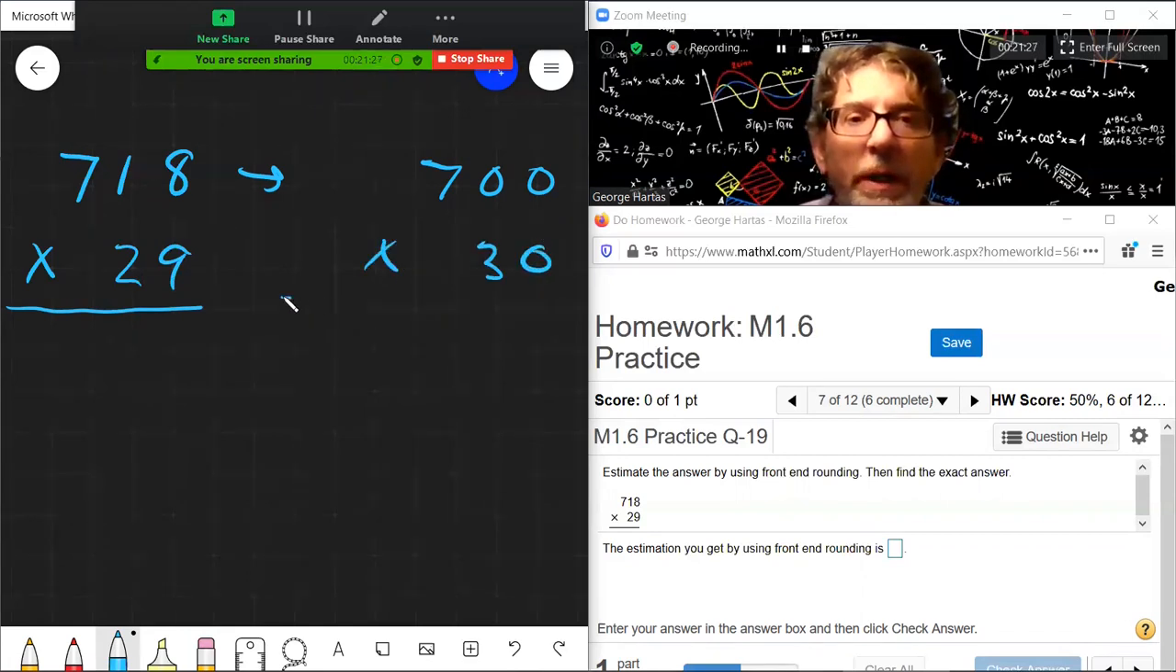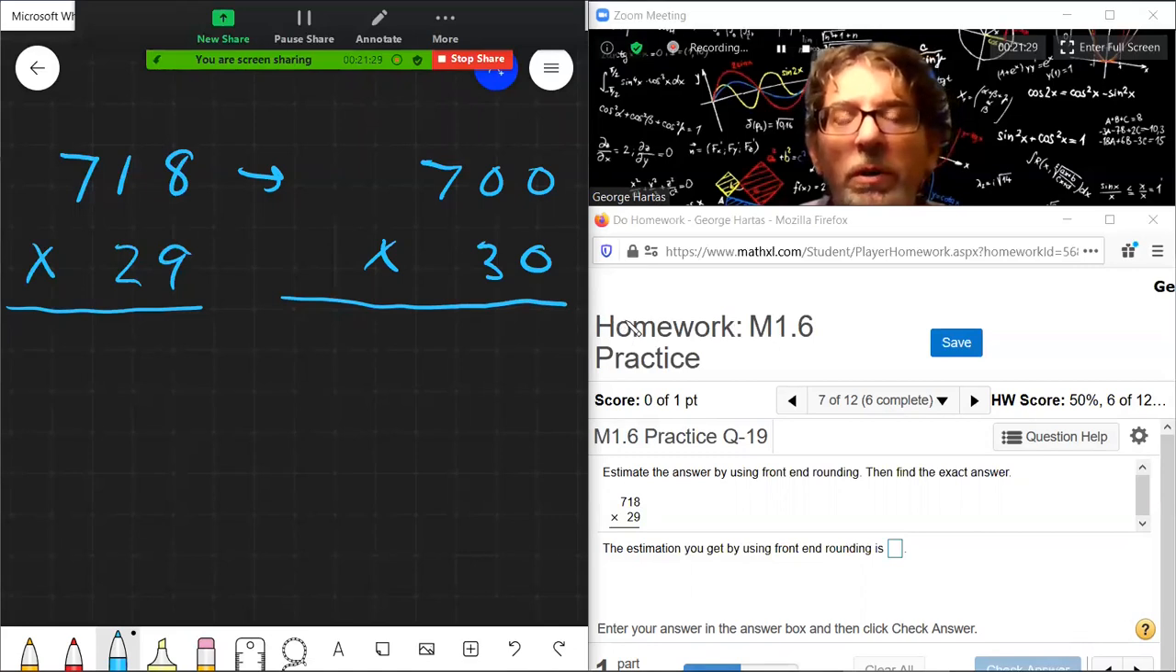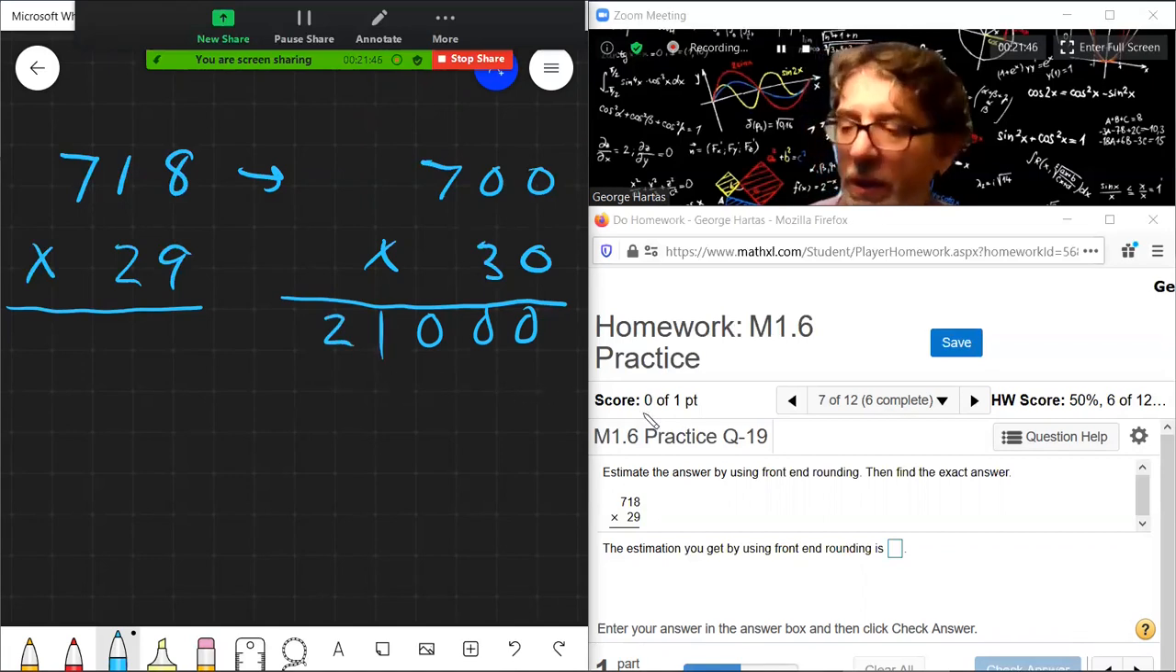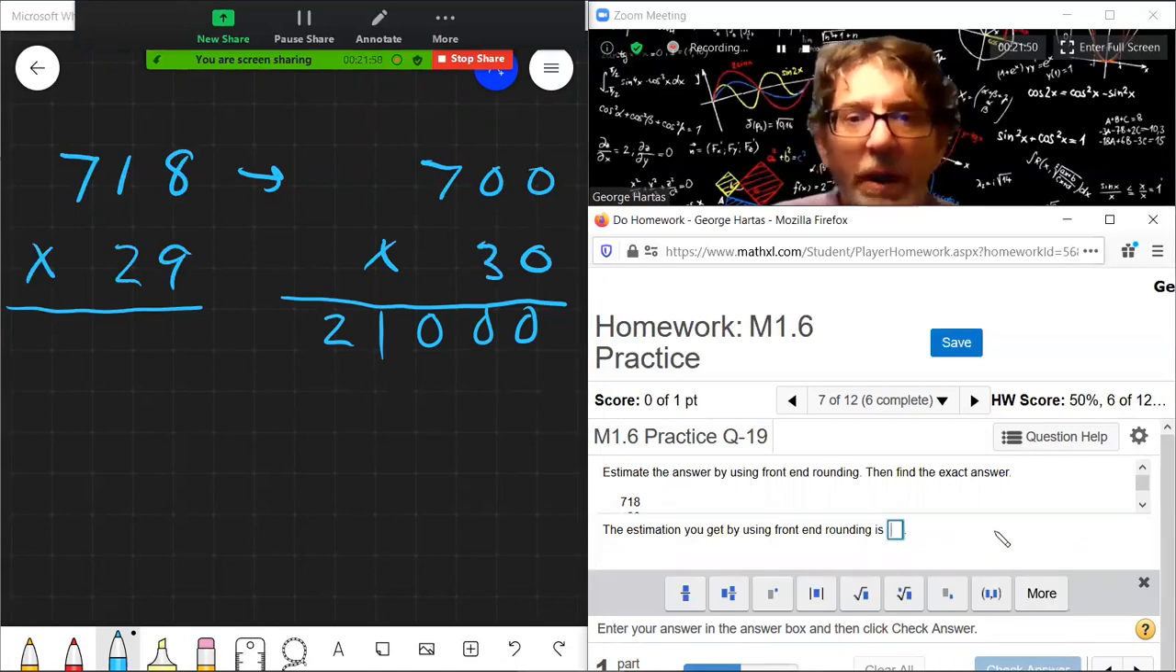We'll multiply. We're going to use the shortcut way to multiply since we have zeros to the right of the numbers. I see 3 zeros. I'm going to bring down 3 zeros. And then I'm going to multiply the non-zero digits. 7 times 3 is 21. 21,000 is our estimated answer.